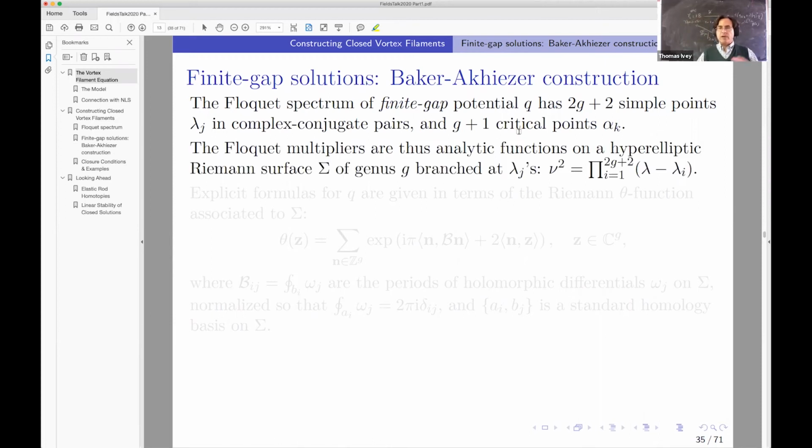So let's say you wrote down such a hyperelliptic Riemann surface, and it's easy to write those down. You just take the product of lambda minus lambda_i, including the conjugates in this product, and say nu squared is equal to this thing. That's the equation of a hyperelliptic Riemann surface, and its genus is G.